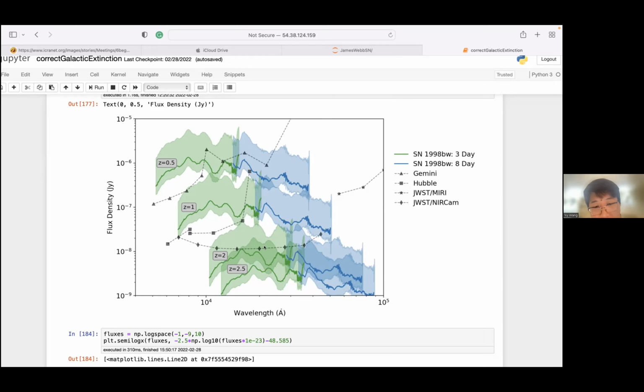They overlap. And at redshift 2.5, only the brightest supernova can be observed by James Webb, but this is spectroscopic. For photometric, we can reach a deeper distance. For spectroscopic, we have to see each line, but for photometric, we do the integration. So the redshift will be much higher.